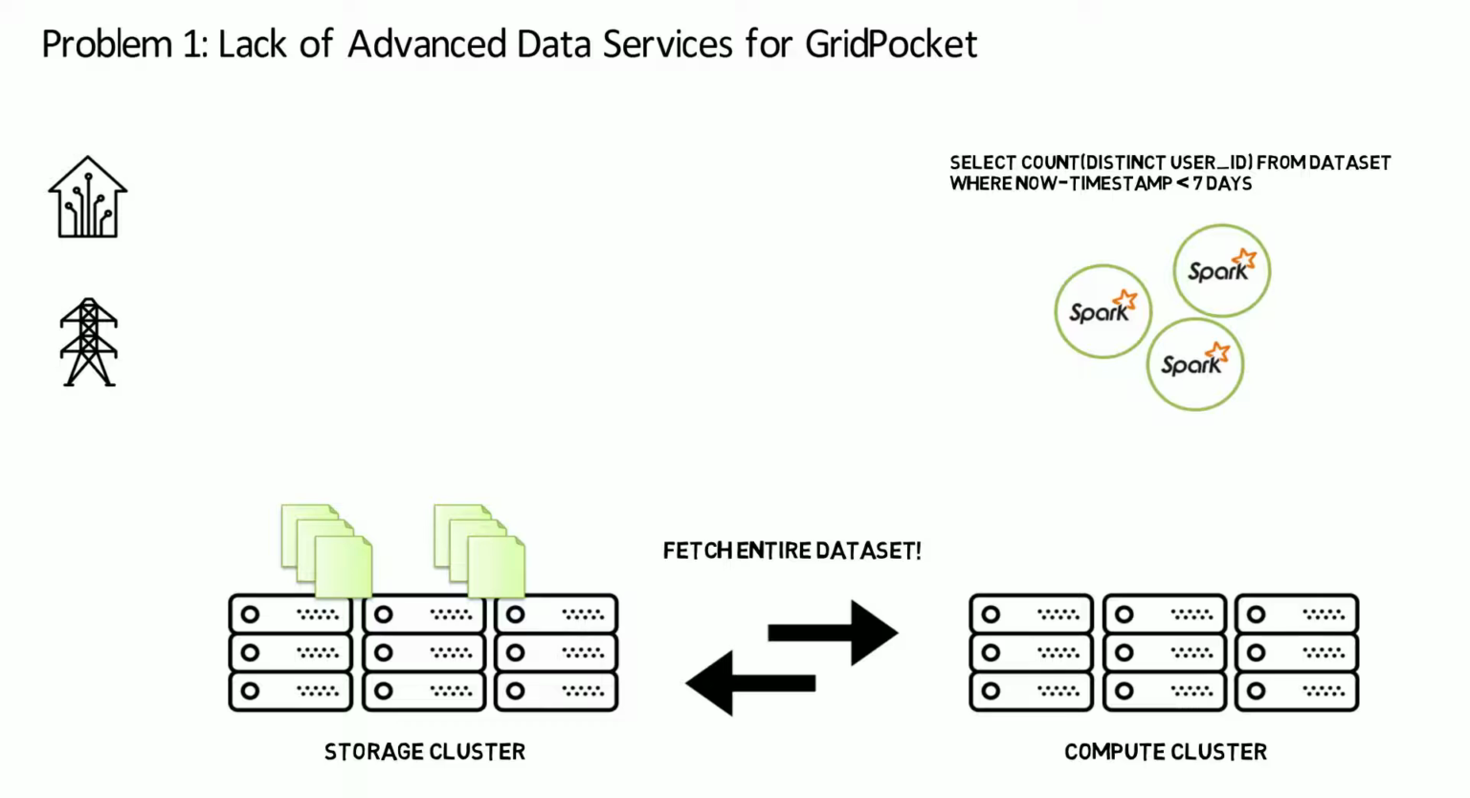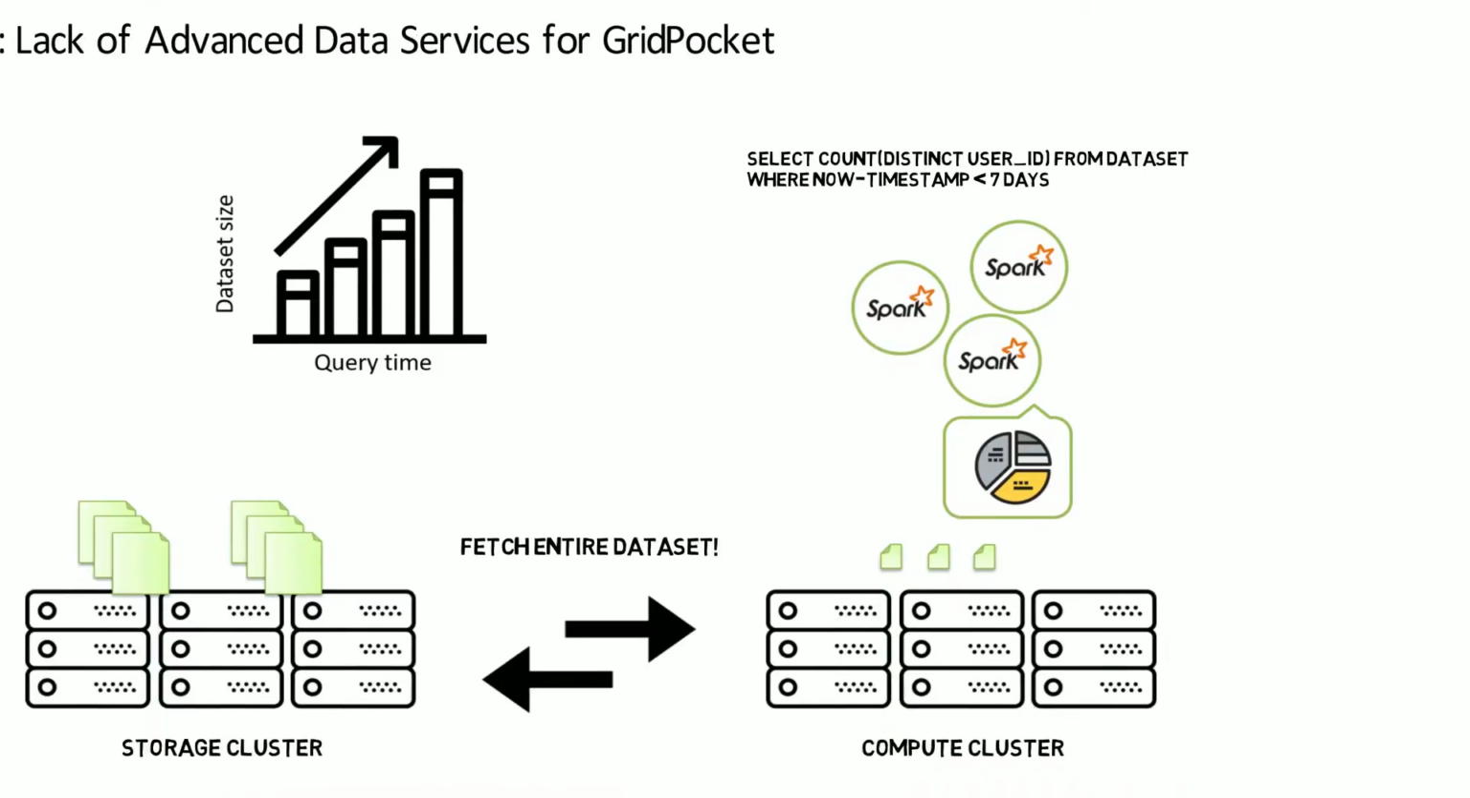As can be assumed, computing this query needs only a small fraction of the total data stored in the storage cluster. However, most analytics applications need to fetch the entire dataset from the storage cluster to execute this simple query. For GridPocket, this is an important source of inefficiency, as query times grow linearly with the dataset size.